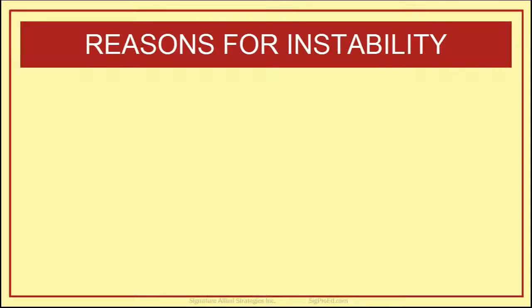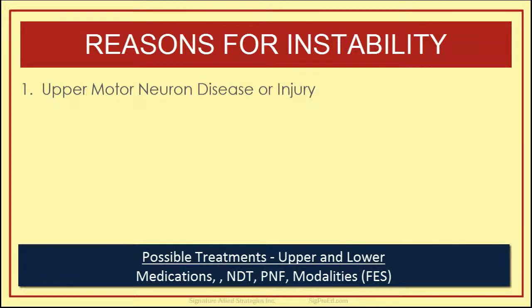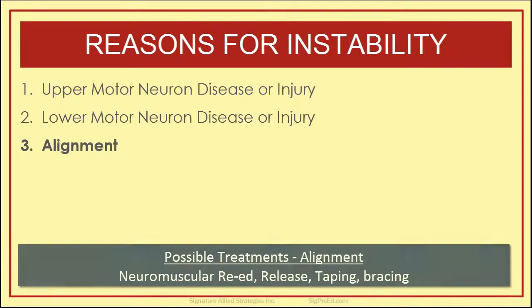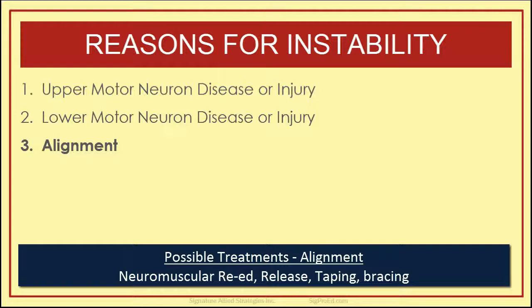Here are the reasons that somebody might be unstable, and I put this in your handout. It is important that you know these things cold. So again, the reasons for instability would be upper motor neuron disease or injury, lower motor neuron disease or injury, alignment because structure dictates function, so it could be an alignment issue of the bones causing the muscles not to be able to fire as optimally as they could and causing instability.